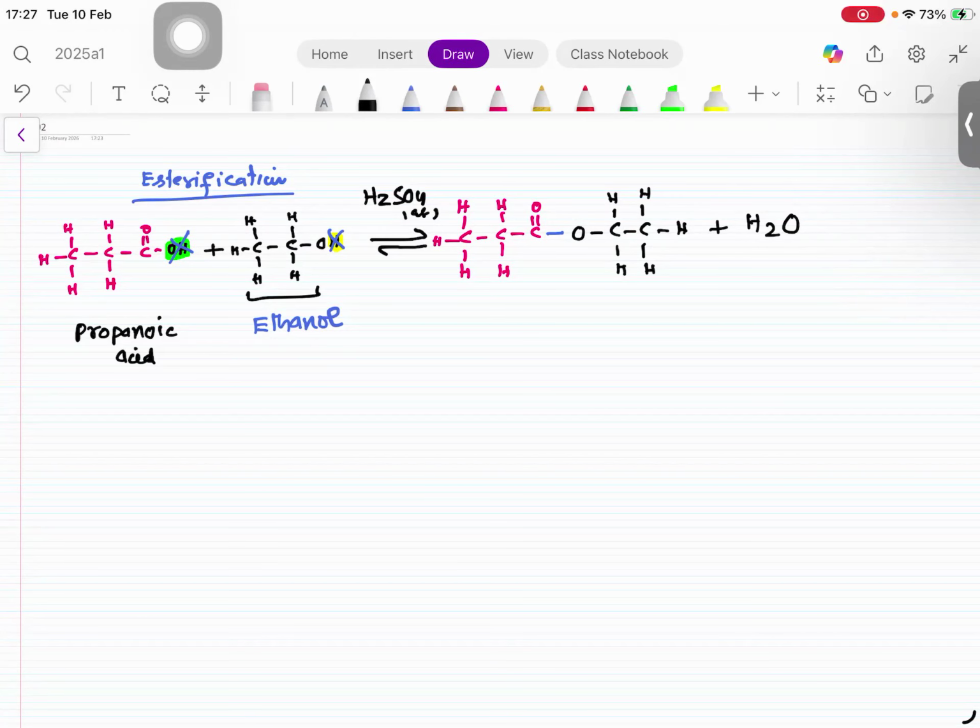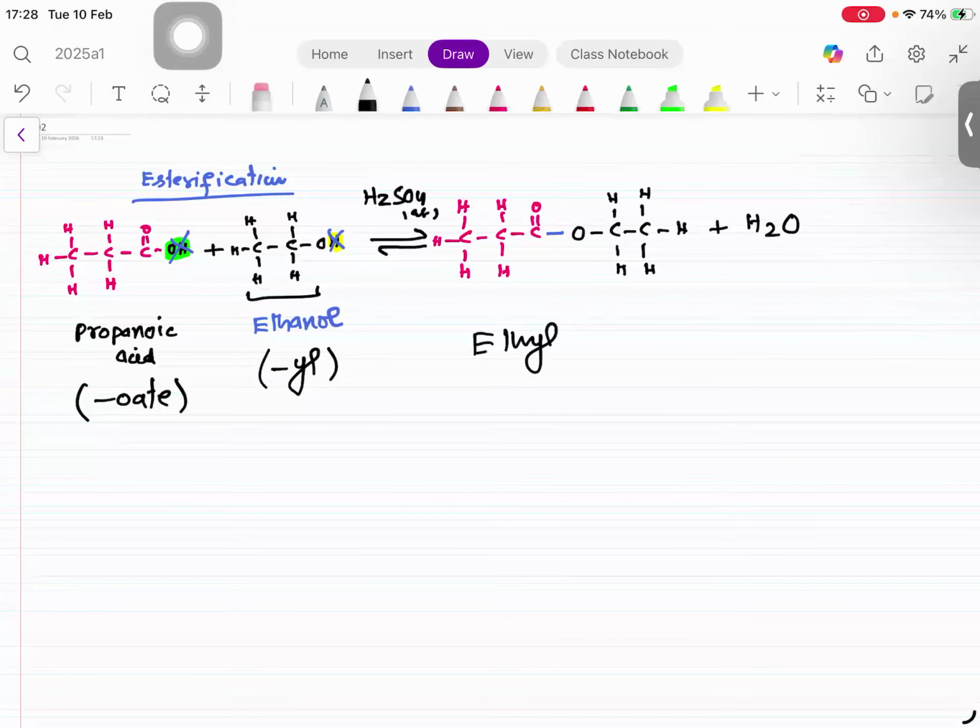What is the name of the ester? Can you please tell me? Do you derive the name from these two? This is alkyl and this is OH. So what will be the name then? Ethyl propanoate. Yes, well done. Ethyl propanoate.